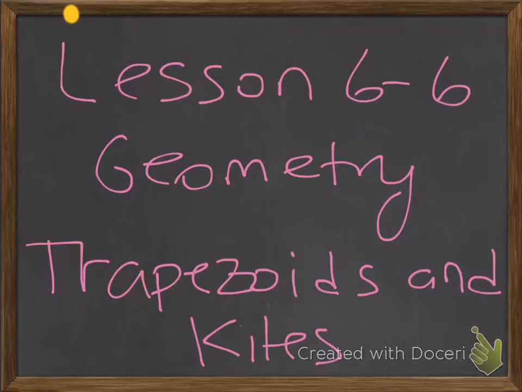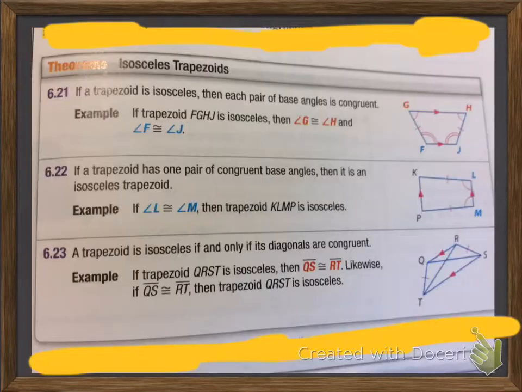Today we're looking at lesson 6.6 for geometry. This is trapezoids and kites. So there's a few theorems introduced here. This one is for an isosceles trapezoid.